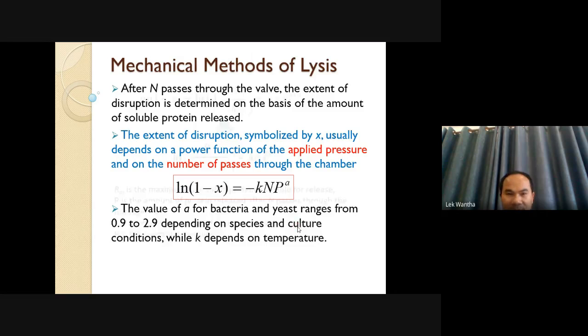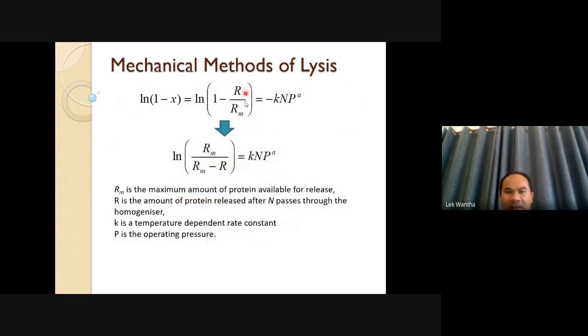In this case, you can express X in terms of R and Rm. X is R over Rm. What are R and Rm? Rm is the maximum amount of protein, the maximum concentration of protein or product in the cell. R is the amount of protein released after N passes through the homogenizer, and R is the real amount released from the cell.